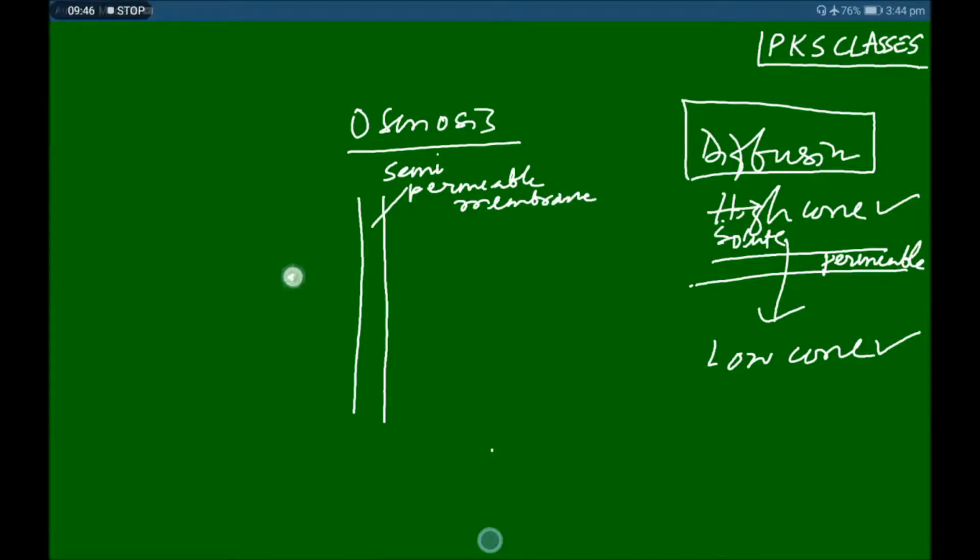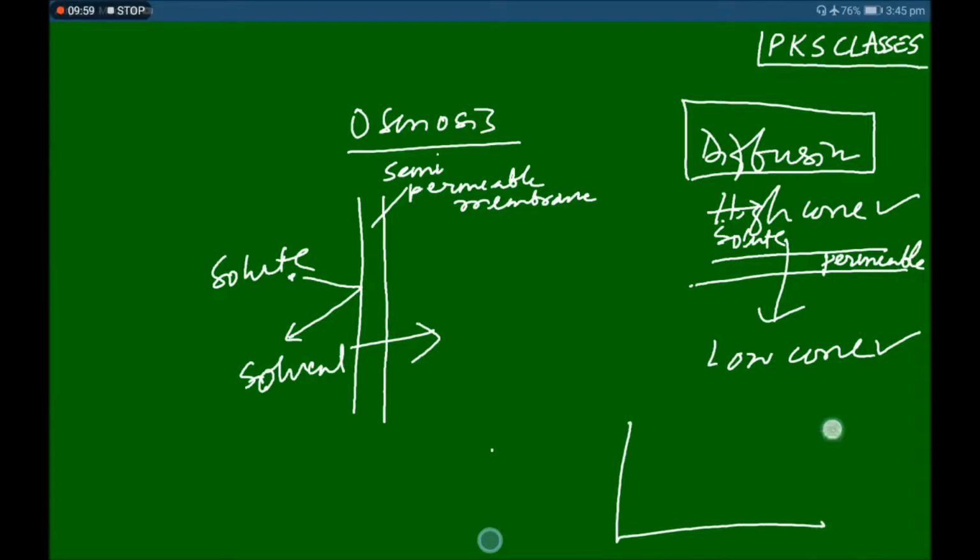The solute cannot enter the semi-permeable membrane. Only the solvent can enter. Suppose we have a compartment. Here we have the high concentration and here we have the low concentration. According to the law of equilibrium, the high concentration and low concentration will try to maintain equilibrium, meaning both sides the concentration will be the same.